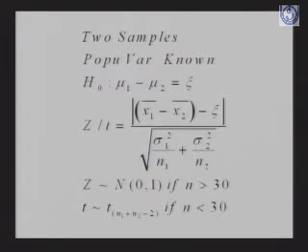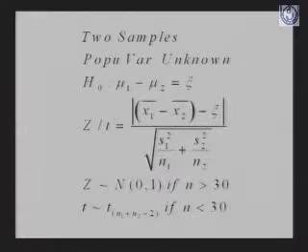This expression, modulus of x1 bar minus x2 bar minus xi divided by the square root of sigma 1 square by n1 plus sigma 2 square by n2, is a standard normal variable, and this will be the case if our sample size is large enough. Otherwise, it will be distributed as t, as I said before, with n1 plus n2 minus 2 degrees of freedom.